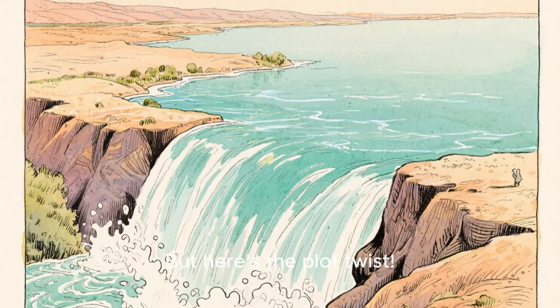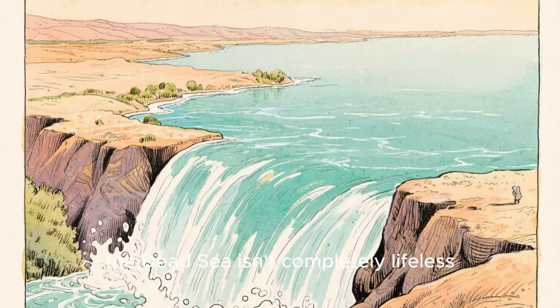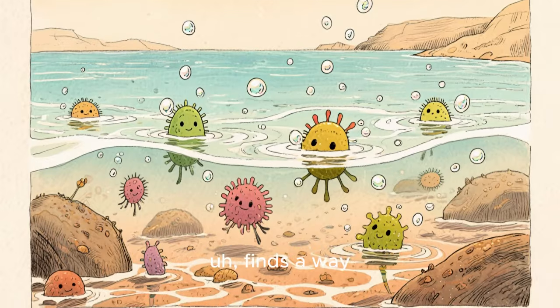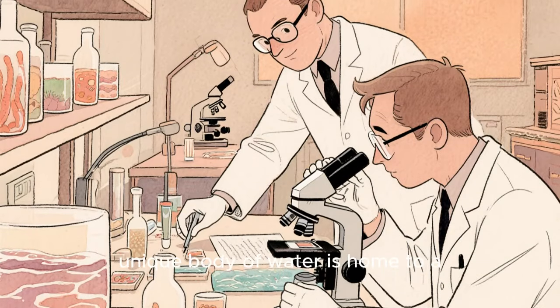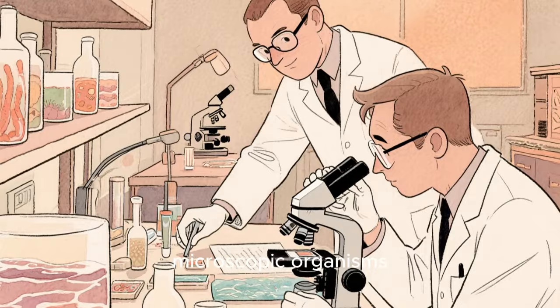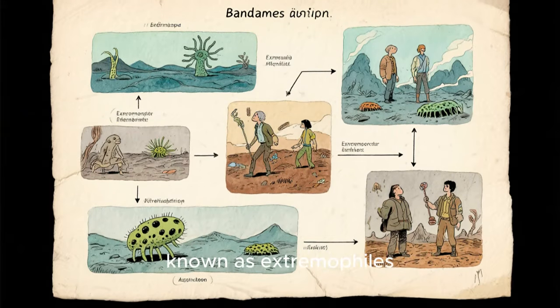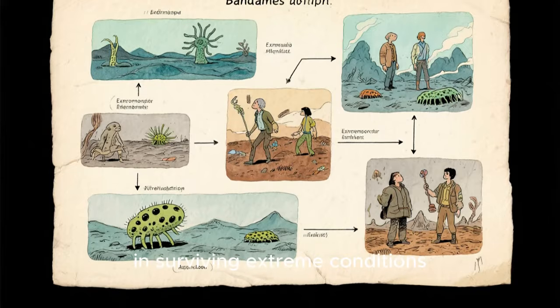But here's the plot twist. Despite its ominous name, the Dead Sea isn't completely lifeless. It's a classic case of life finding a way. Scientists have discovered that this unique body of water is home to a select group of microscopic organisms. We're talking about certain types of bacteria and algae, known as extremophiles, which are specialists in surviving extreme conditions.